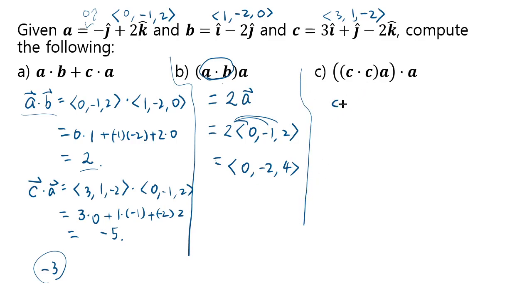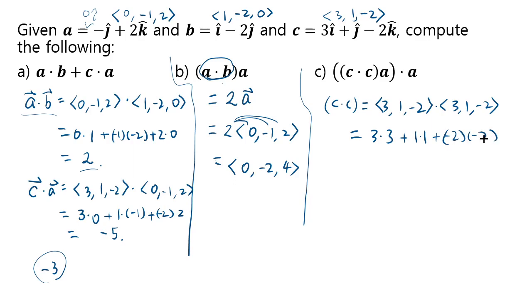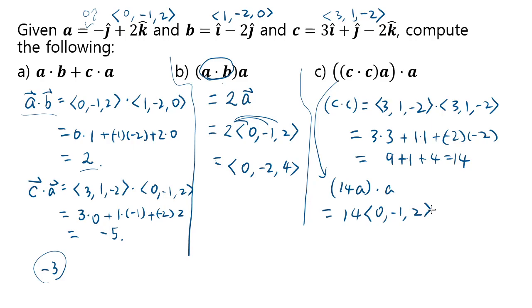And how about this? Let's do the c dot c first, see what that gives us. c dot c is 3, 1, -2, dotted with 3, 1, -2, which is 3 times 3 plus 1 times 1 plus -2 times -2, which gives you 9 plus 1 plus 4, that's equal to 14, right? And then you replace c dot c by 14, and therefore this equals 14 times a dotted with a, right? And that's the same thing as 14 times 0, -1, 2. That's what a is, right?